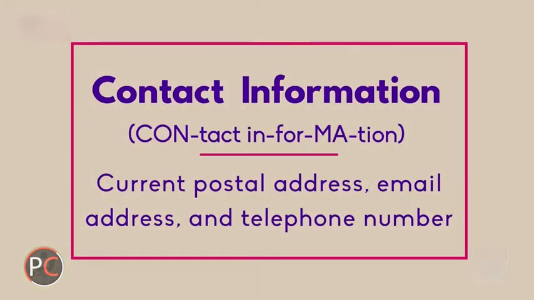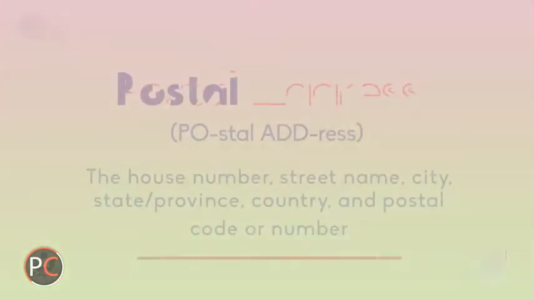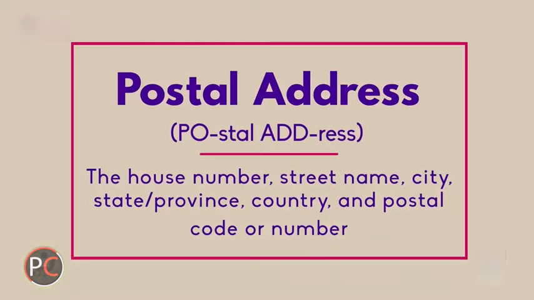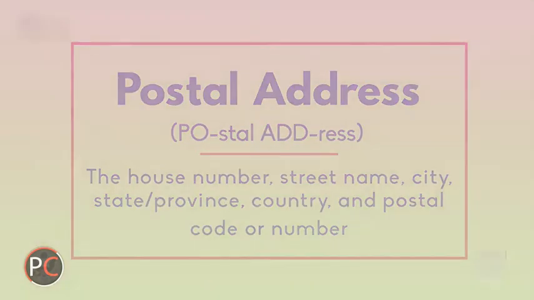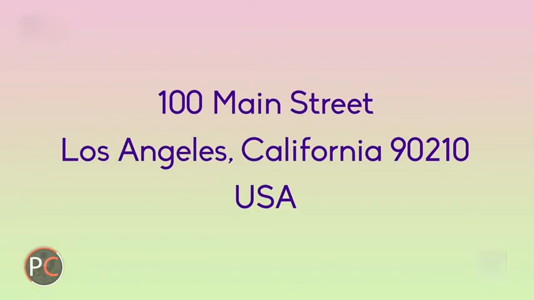The next part is for job seekers to write their contact information, which means their current postal address, email address, and telephone number. The postal address is your official location where an employer can send you information. Your postal address is your house number, street name, city, state or province, country, and postal code or number. For example, here is Sally Smith's postal address, 100 Main Street, Los Angeles, California, 90210, USA.